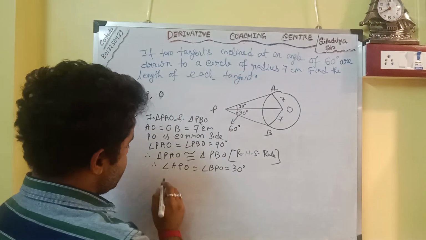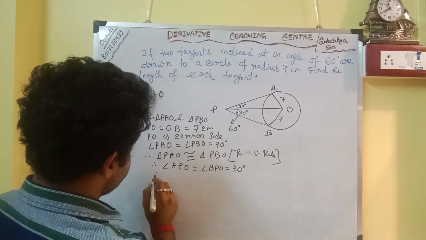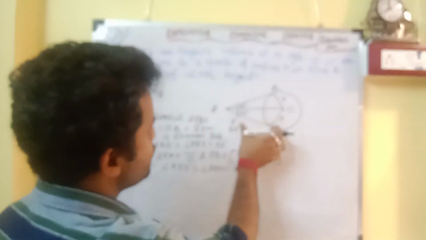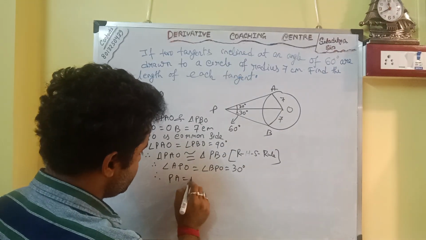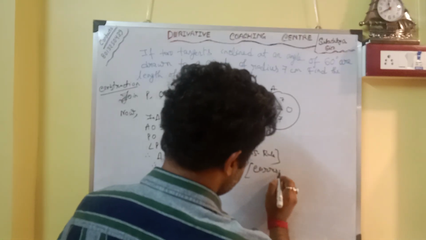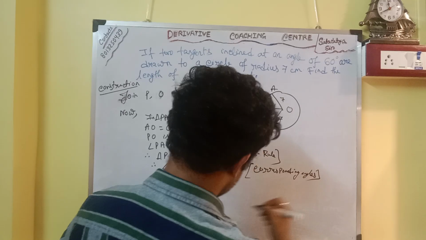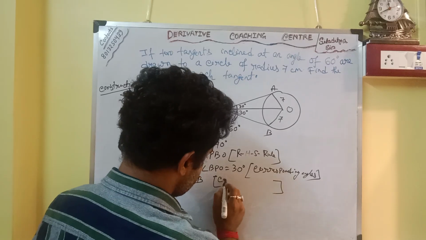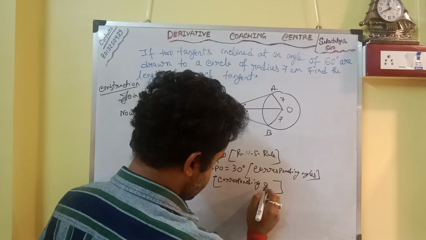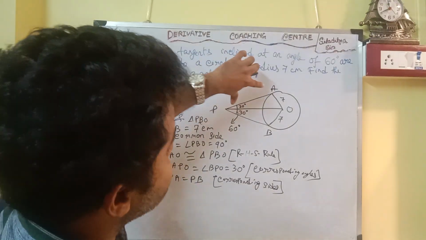Now again, if the two triangles are congruent, the corresponding sides are also equal, that is PA equals PB. Those are corresponding angles and those are corresponding sides of two congruent triangles. Okay, so you have to find the length of PA.